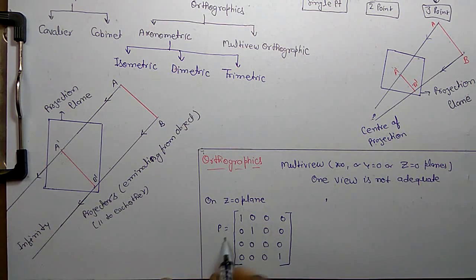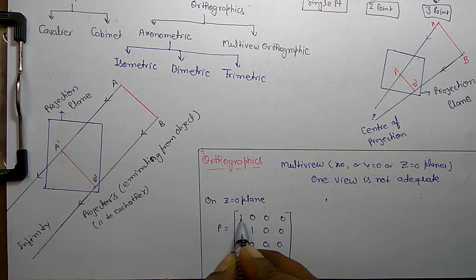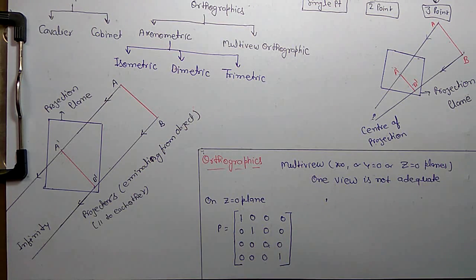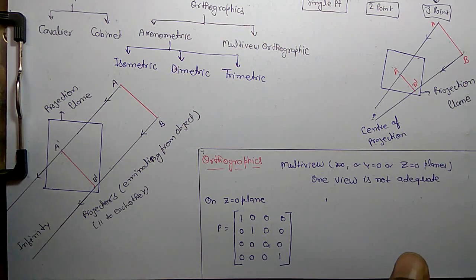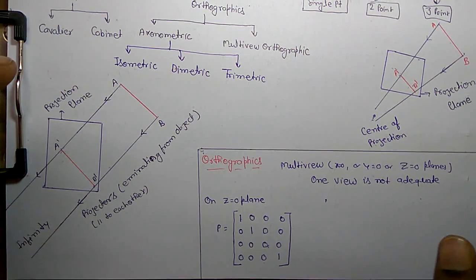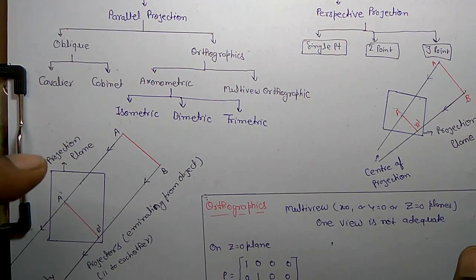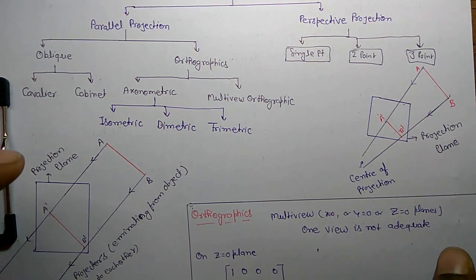So for orthographic projection, the projection matrix is 1 0 0. This represents the z place. So on the xy plane, the projected image has z equal to 0. For y equal to 0, this part would be 0 and this would be 1. And for x equal to 0, this would be 0 and this place would be 1. This is the homogeneous representation. So this is the difference between parallel projection and perspective projection. Thank you.